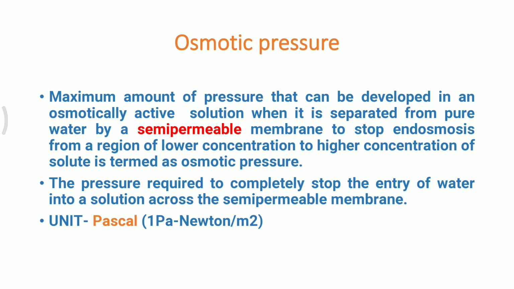Osmotic pressure is the maximum amount of pressure that can be developed in an osmotically active medium which is separated by a semi-permeable membrane, to stop endosmosis. Endosmosis means movement of water inside the cell, and this is done in order to stop the cell from bursting, and that's why it's very important. This is the amount of energy or pressure which is required to just stop the process of osmosis, in simple terms, and it is measured in Pascals.